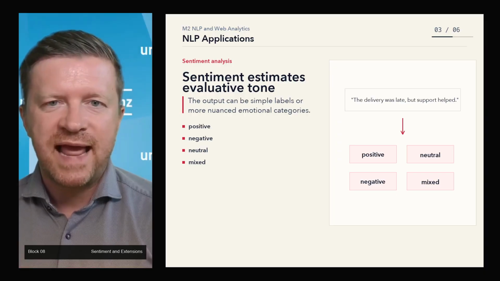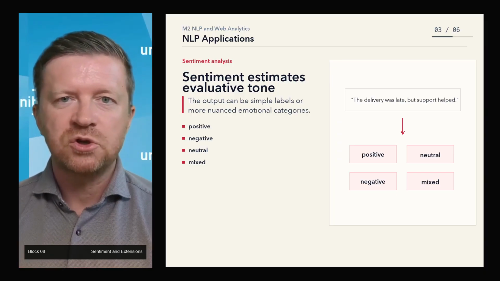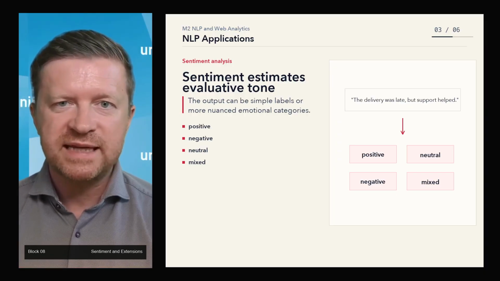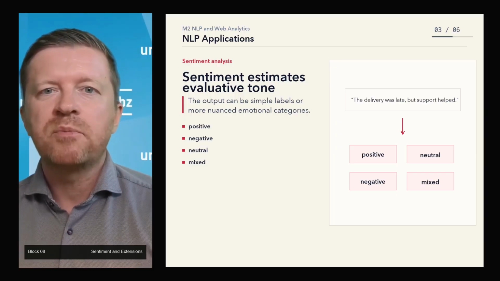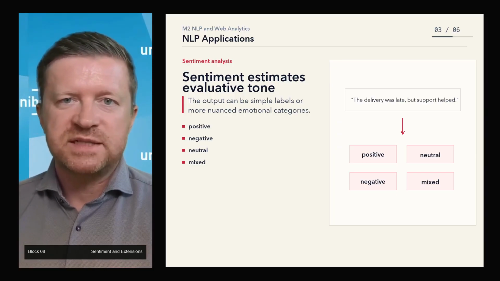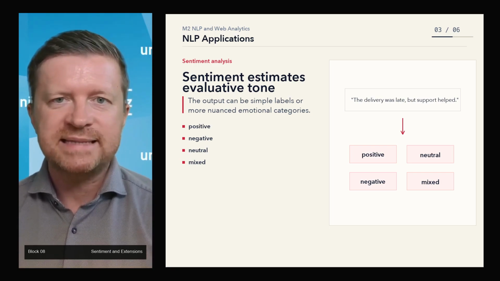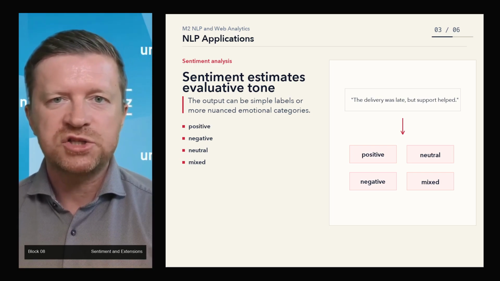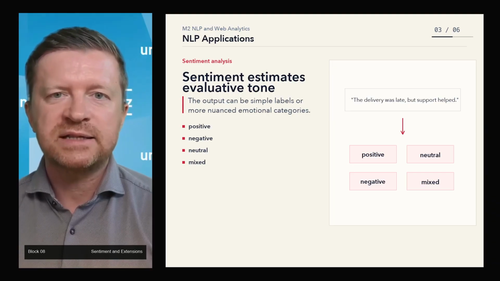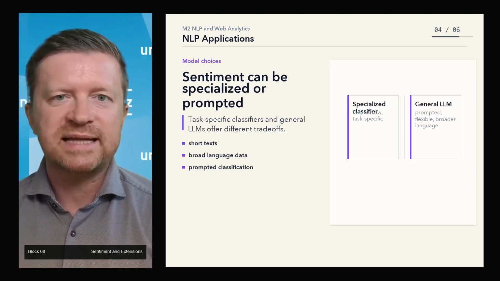In sentiment analysis, we estimate the emotional or evaluative tone of a text or conversation. The output might be simple, such as positive, negative, or neutral. It can also be more nuanced: mixed sentiment, frustration, urgency, enthusiasm, uncertainty, or customer dissatisfaction.